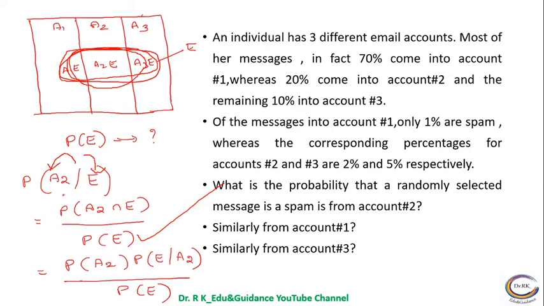If you recall the basic definition of conditional probability, this can be written as P of A2 intersection E by P of E. P of E means this complete, out of which the part in favor is A2 intersection E, so this comes in the numerator: P of A2 into P of E given A2. Suppose if we want to find A1, then this comes in the numerator. If we want to find this, then this comes in the numerator. So like this, we can use this concept to find the probabilities of having a spam mail because of the first account, because of the second account, because of the third account.